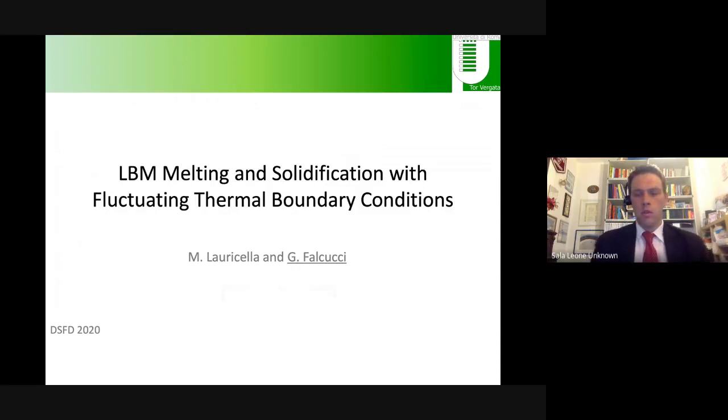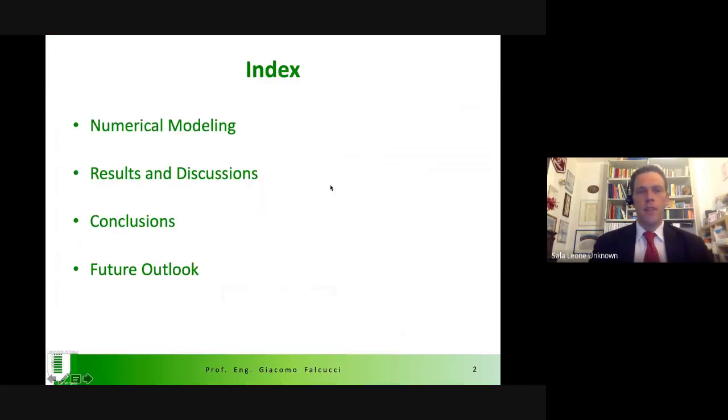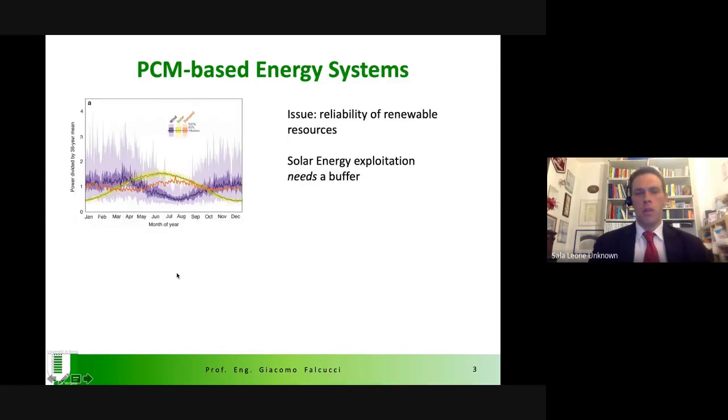So for those who have just connected, in this work I will present you the follow-up of the basic simulations that we have seen in the first one. So we will see what happens when we have fluctuating thermal boundary conditions in the same framework. So this is the index. I will just very briefly go through the numerical modeling, just for those who have just joined the session, and we will see the results and discussion and some future outlooks.